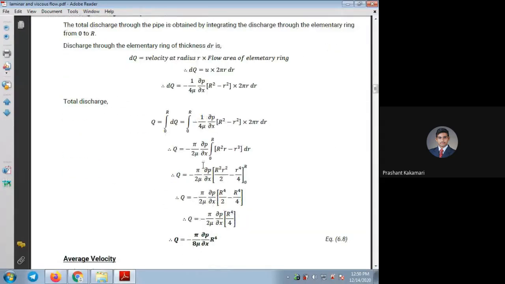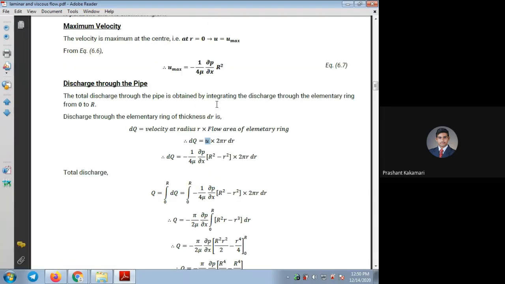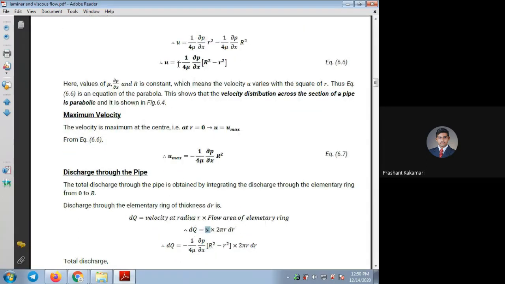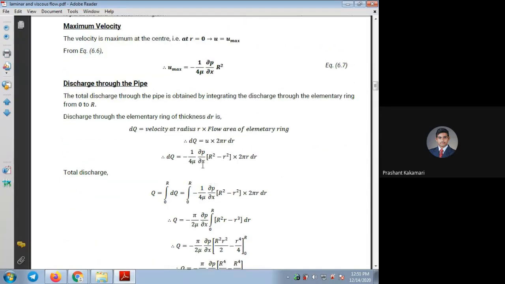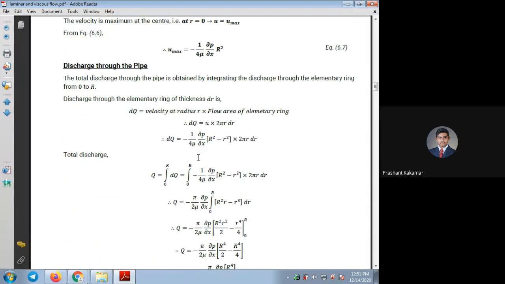So using these terms, dq equals u into 2 pi r into dr. You already know the equation for u from the above substitutions, so I'll recall that term here. I'll write minus 1 by 4 mu dp by dx into bracket capital R square minus small r square, into the area of the elementary ring, that is 2 pi r into dr.